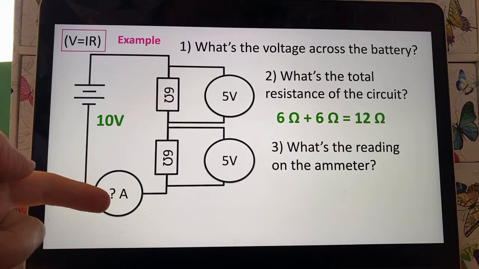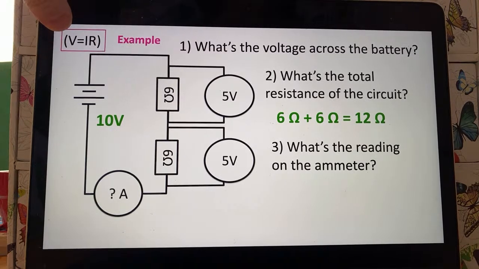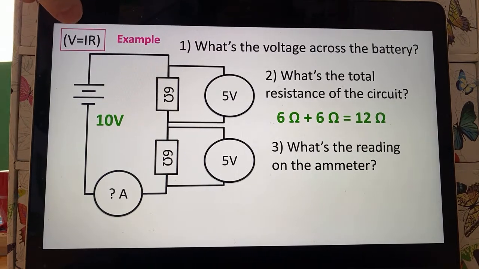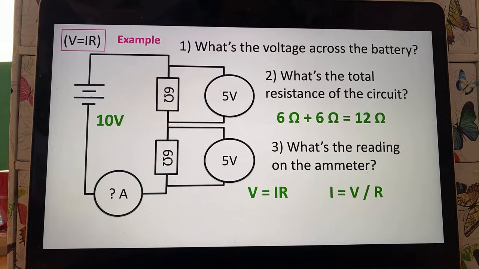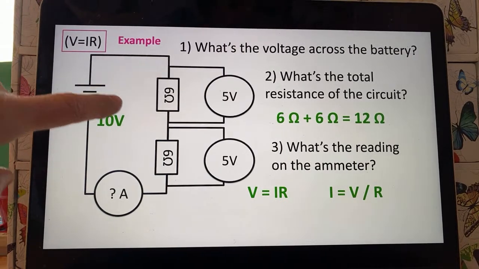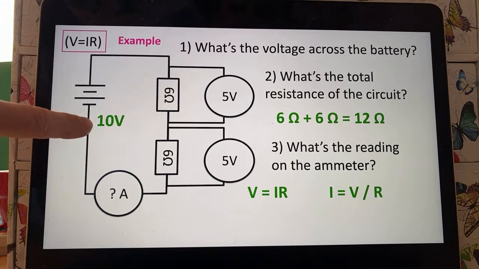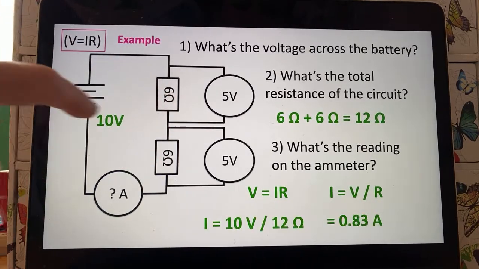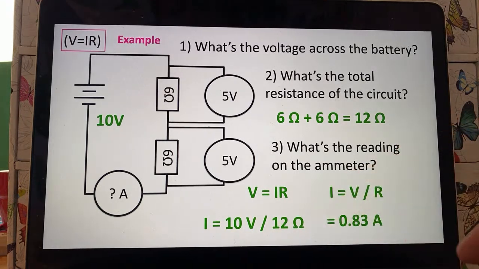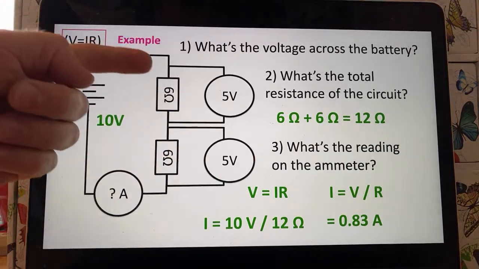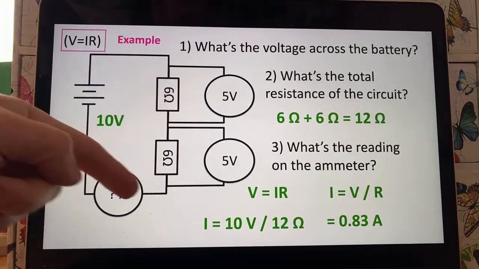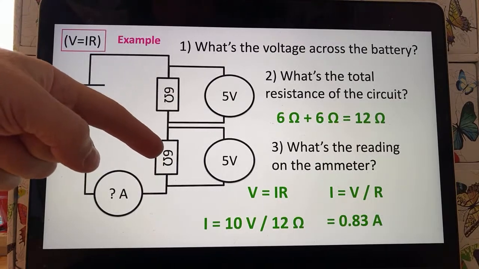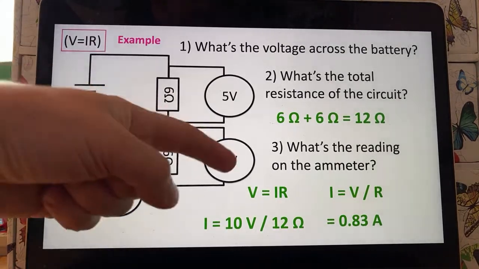So you can work out the reading on the ammeter using this little equation here, V equals IR, yeah? If voltage equals current times resistance, you want current is voltage divided by resistance, and then you could do a couple of things. You could use the overall voltage of the circuit, which is 10 volts, and the overall resistance of the circuit, which is 12 ohms. Divide 10 by 12 and you get 0.83. But it's a series circuit, right? So the current is the same everywhere. So you could also do just the current flowing through one of these resistors.